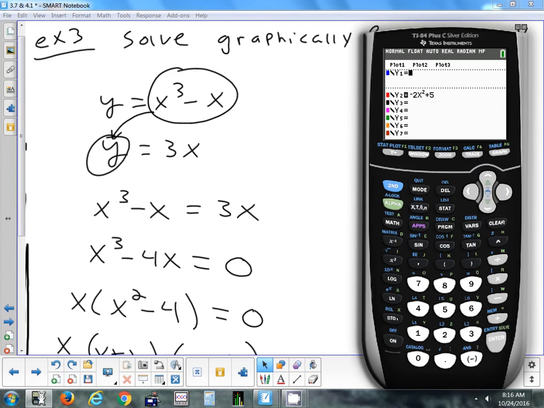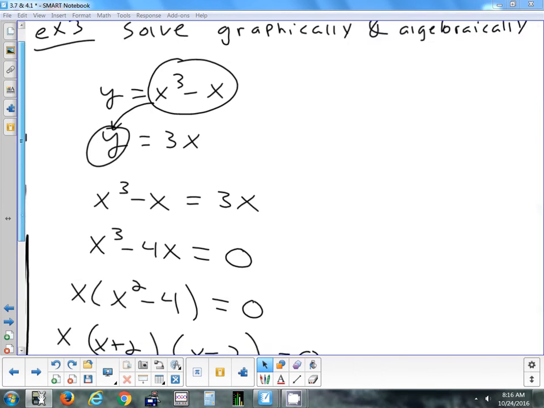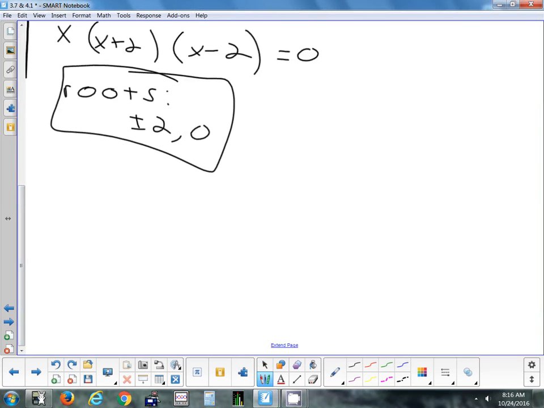So we get x cubed minus x and 3x. Now I know a standard window should work okay. I found my x values. I still need to find my y values. Okay, so I know my x values are at negative 2, 2, and 0. So let's write that.